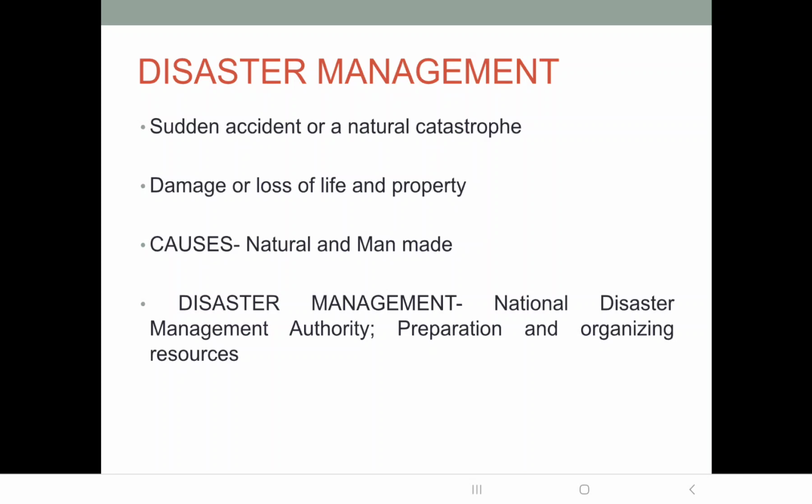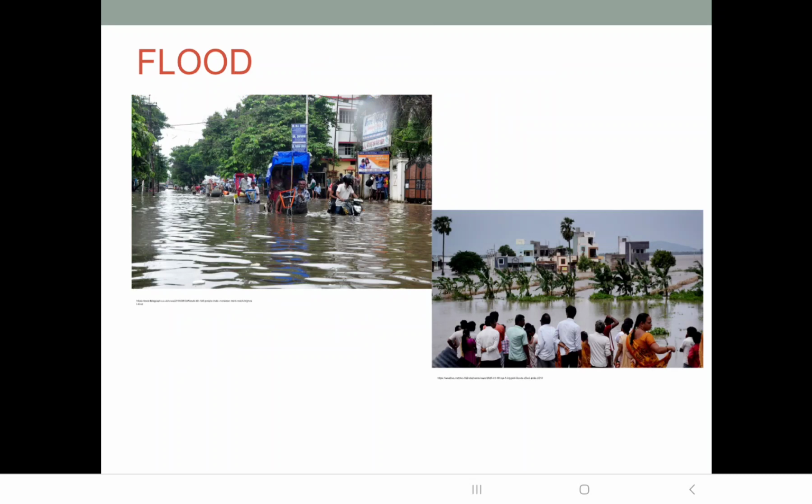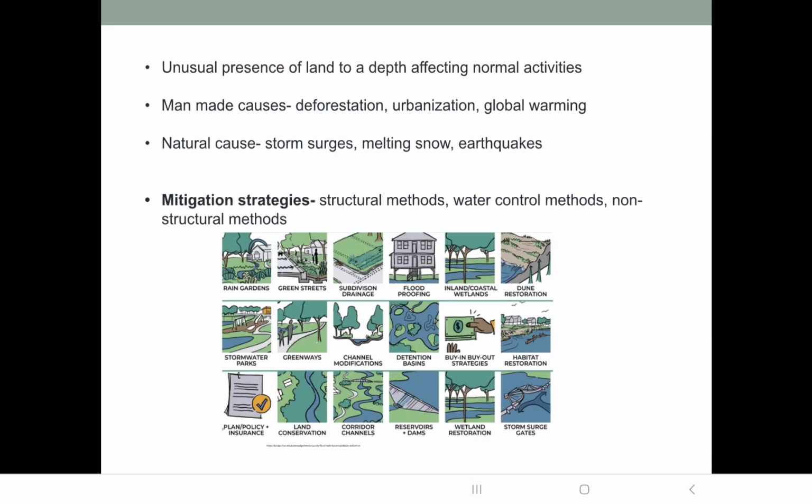Then in disaster management, we defined first of all what is a disaster, the causes of a disaster. In India, there is the National Disaster Management Authority for managing the disaster, and at the state level there is the State Disaster Management Authority. The next topic was flood. Here, first of all, what is flood? It is nothing but unusual presence of, it is not presence of land, it is presence of water on land. Just remember this correction, to a depth affecting normal activities.